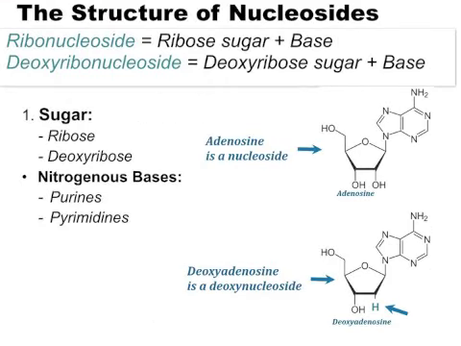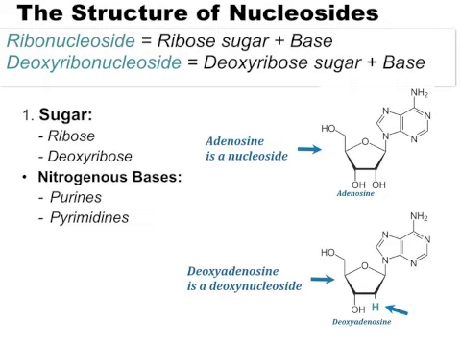So now let's talk about structure. We're going to talk about the structure of nucleosides first. Nucleosides are comprised of two things, sugars and nitrogenous bases. Ribonucleosides are comprised of a ribose sugar and a base, and deoxyribonucleosides are comprised of a deoxyribose sugar and a base. And the difference is shown here.